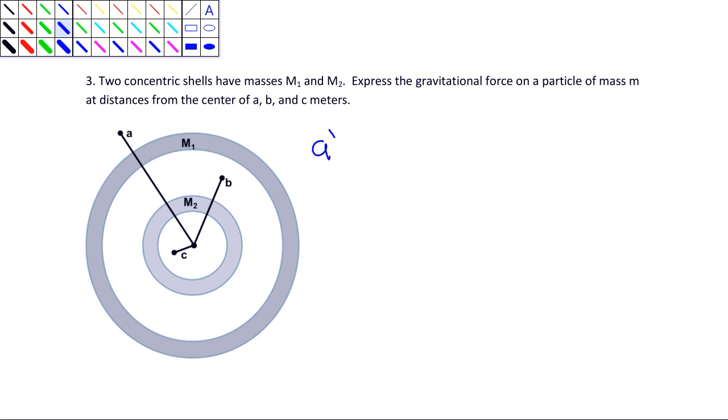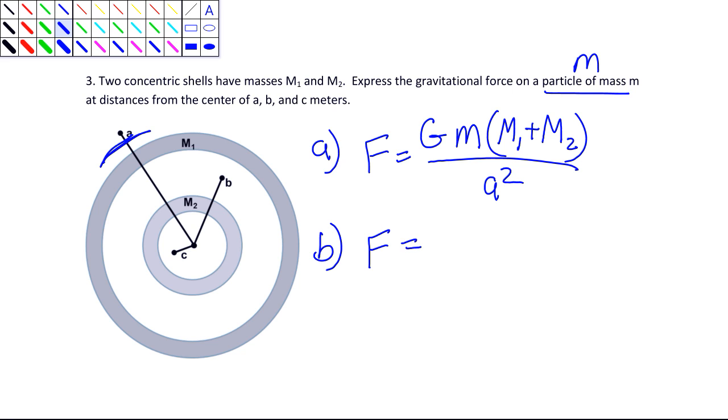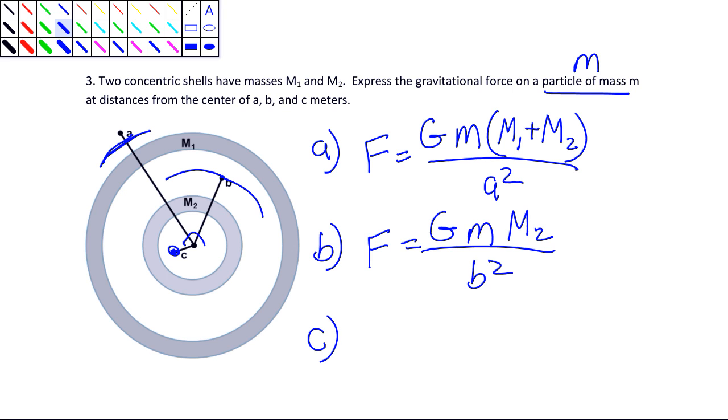Start with part A. The force is equal to G times the mass of this particle, M, times M1 plus M2, divided by A squared. I'll just treat whatever mass is inside that shell, whatever mass is inside this radius, as a point source. And then similarly, part B is going to be G times M times whatever mass is inside this radius, M2, divided by B squared. And then C, when I'm in here, there's no mass inside the radius C, so F is equal to 0.